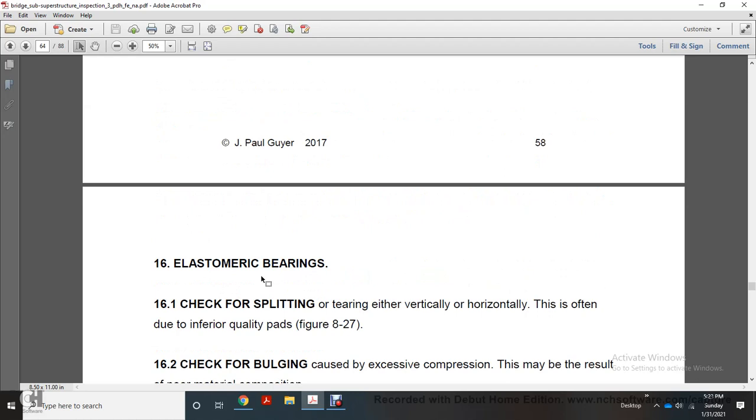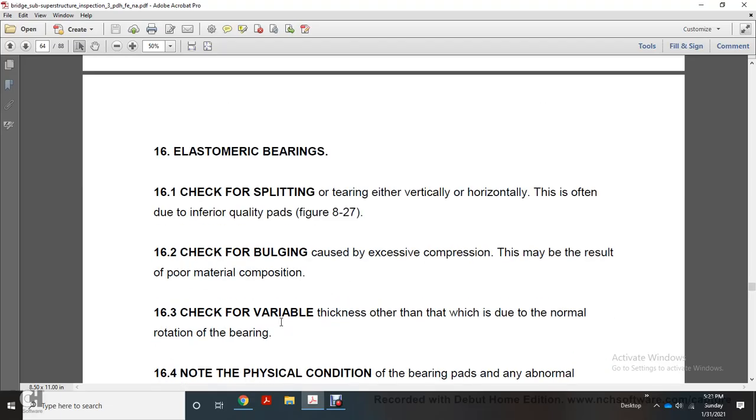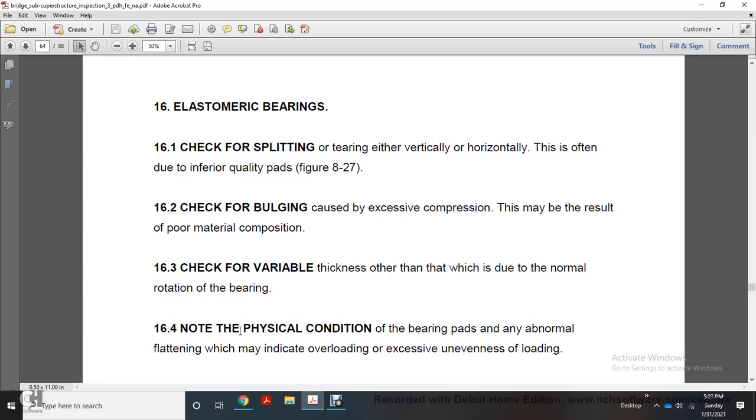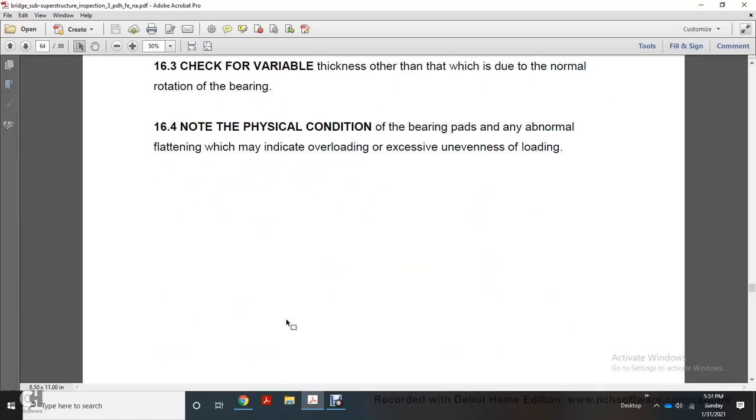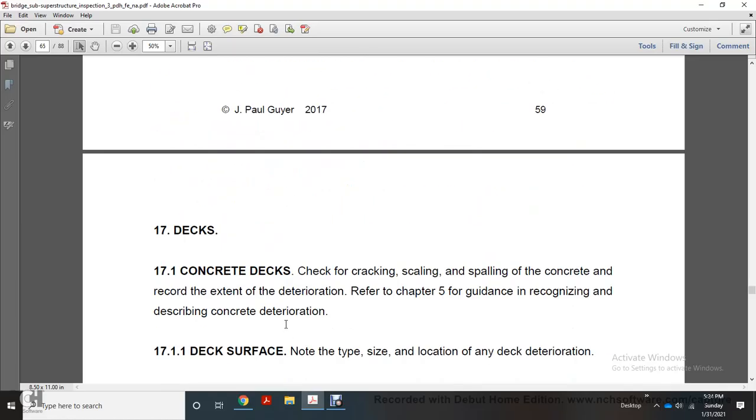Alright, 16. Elastomeric bearings. Check for splitting or tearing, with vertical or horizontal cracks, often due to inferior quality. Figure 8-27. Check for bulging caused by excessive compression that may result from poor material composition. Check for variable thickness, which is due to the normal rotation of the bearing. Note the physical condition of the bearing pad, with abnormal flattening an indication of overloading, except for unevenness in loading.